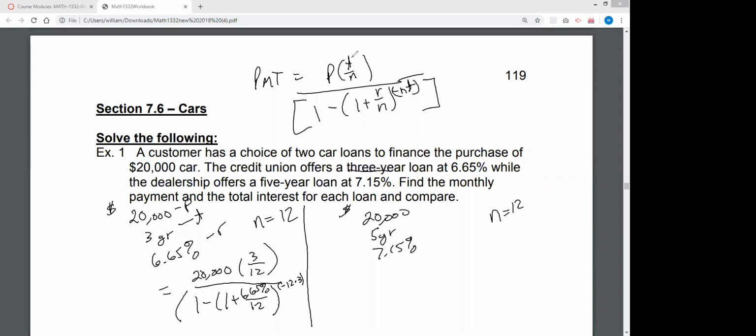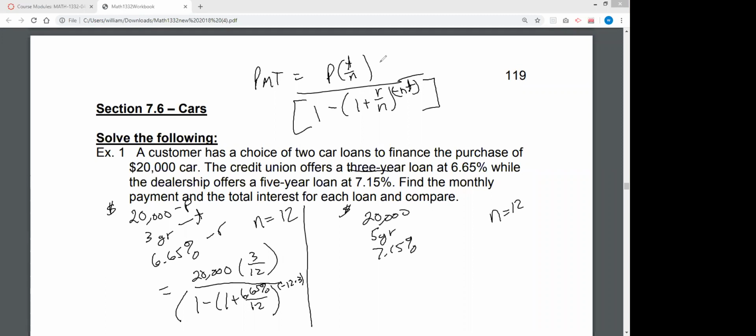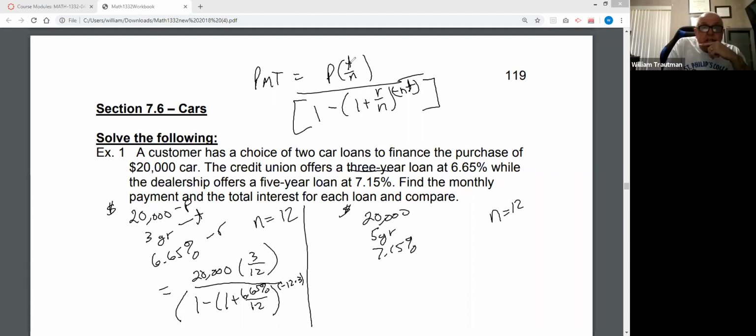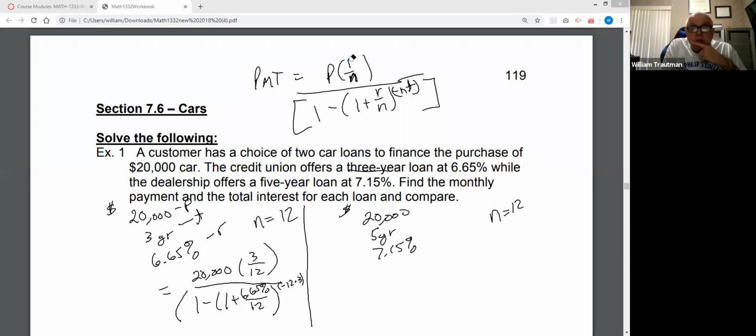Shouldn't that be 6.65 on that first one, not 3 over 12? Next to the 20,000, shouldn't it be 6.65 over 12? It says T over N. Isn't that the formula? Oh, you're right. No, I wrote it down wrong. Thank you. You're welcome. It's R over N. Let's see if I wrote down anything else wrong. It's P times R over N, NT. Yes. So this is not 3. I'm sorry.